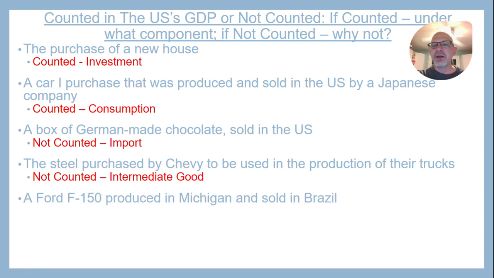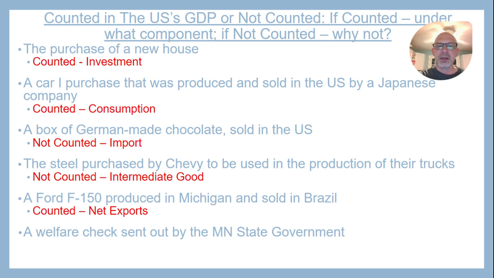A Ford F-150 produced in Michigan and sold in Brazil. Michigan's in the U.S. Brazil is a separate country. That would be counted as net exports. And then the last one, a welfare check sent out by the Minnesota state government. This is considered a transfer payment. The person who gets the check isn't sending anything new or final back to the state government that they produced. They're just getting that money and then eventually will spend it. So this is considered a transfer payment.